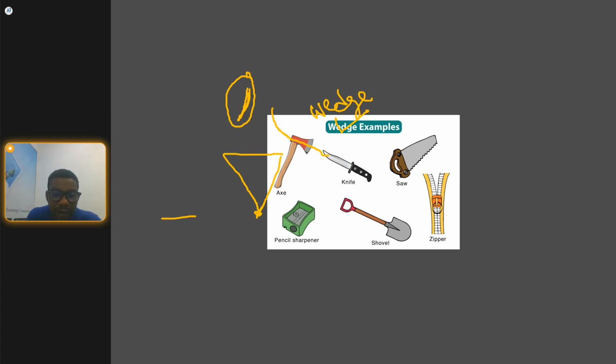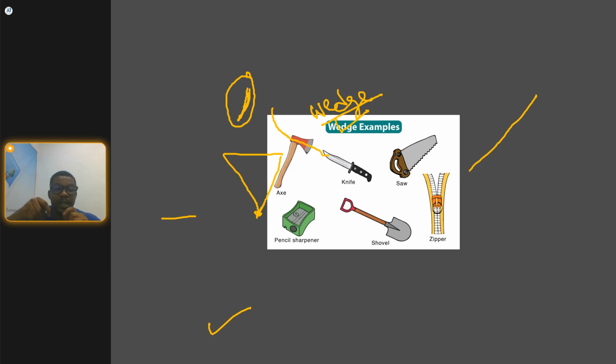Because it is classified to be a wedge. And a wedge is used to separate a load. We have the what? The saw. The saw is also an example of the wedge. The cleaner or the sharpener is also an example of a wedge.